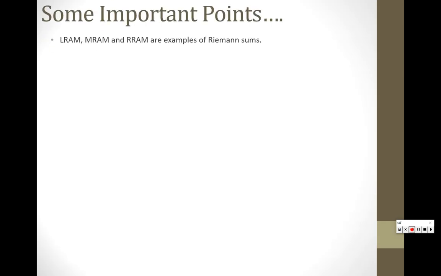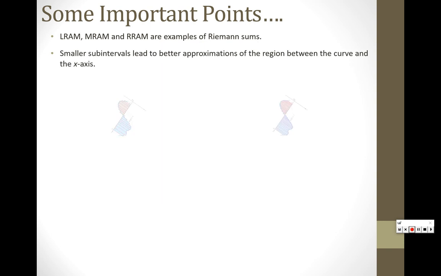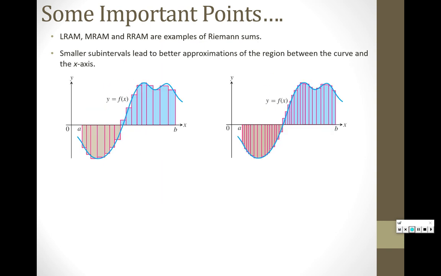Some important points on this. LRAM, MRAM, and RRAM are all Riemann sums. Smaller intervals lead to better approximations. In the middle of that, I said, oh, you can use whatever width you want. You're like, wouldn't that make the estimation worse? Well, yeah, obviously smaller intervals are better choices. The point is you can use whatever interval you want.